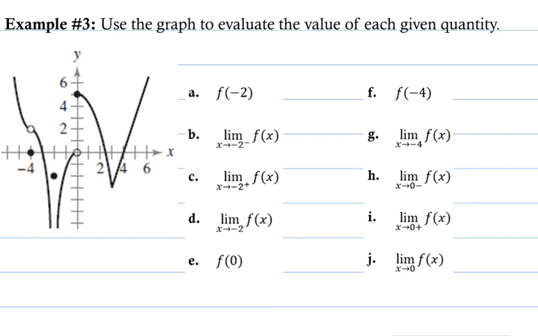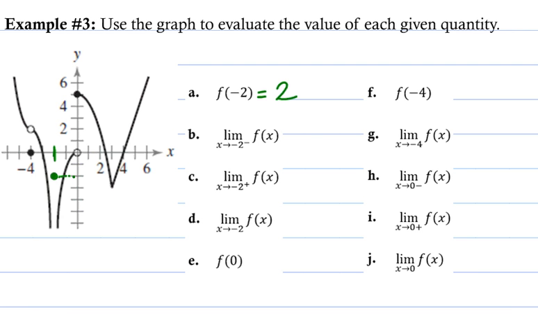A, that's f of negative 2. So I go to negative 2. Here's negative 2. I need to know what the value of the graph is at negative 2. And the only thing that has any value is this dot. So that is what I would get if I were to plug in negative 2 into this funky equation. And so my y value is 2.